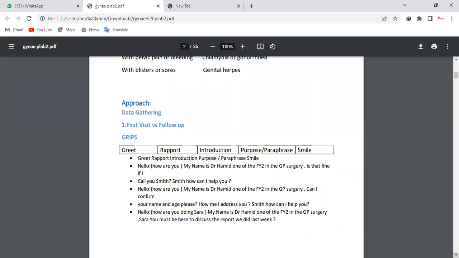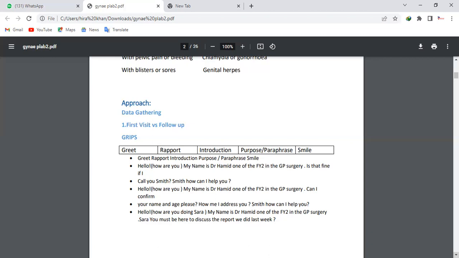if the patient is here for the first time, always keep a smile on your face and introduce yourself. For example, hello, let her reply. My name is Dr. Hamid, one of the FY2s in the GP surgery. Let me confirm your name and age, and then ask if it is okay to call her Sarah, whatever her name is. Then proceed. If it is the first visit, ask, how can I help you, Sarah? But if it is a follow-up case, you are supposed to paraphrase.